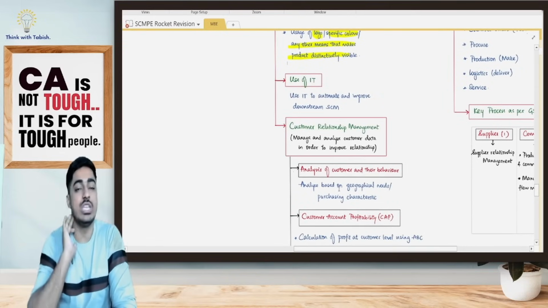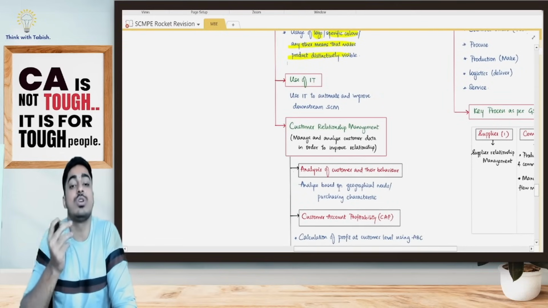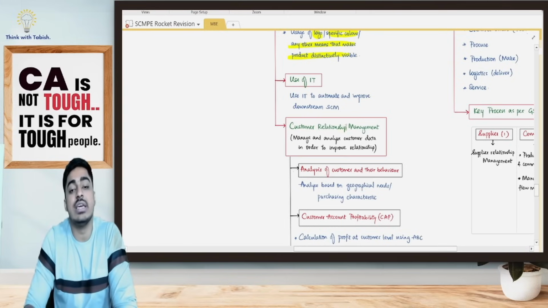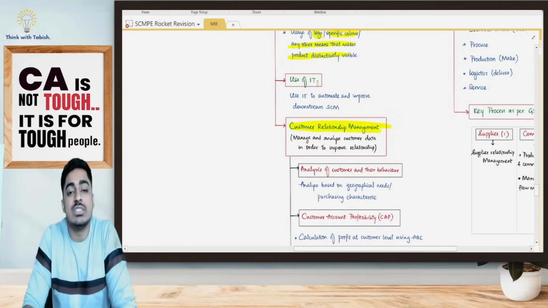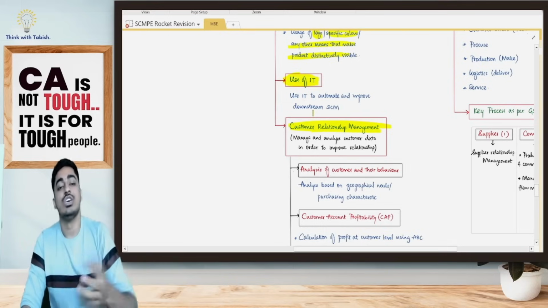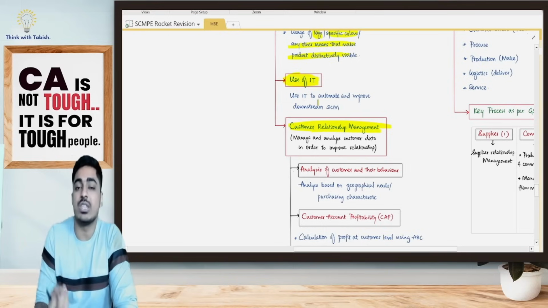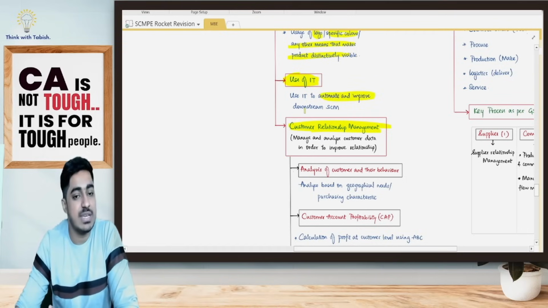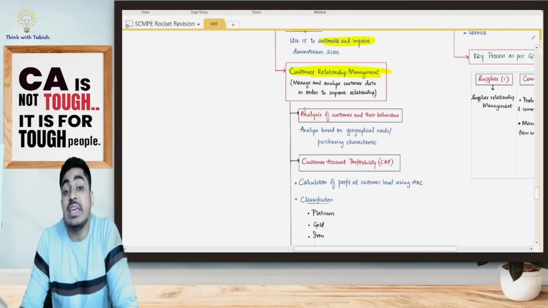Okay, now through these two means, I've got my customer. What should I do now that I've got my customer? Maintain a good relationship with him, and use information technology to automate the process. Once you've got the customer, use information technology to automate and improve the downstream supply chain management. Now, customer relationship management.